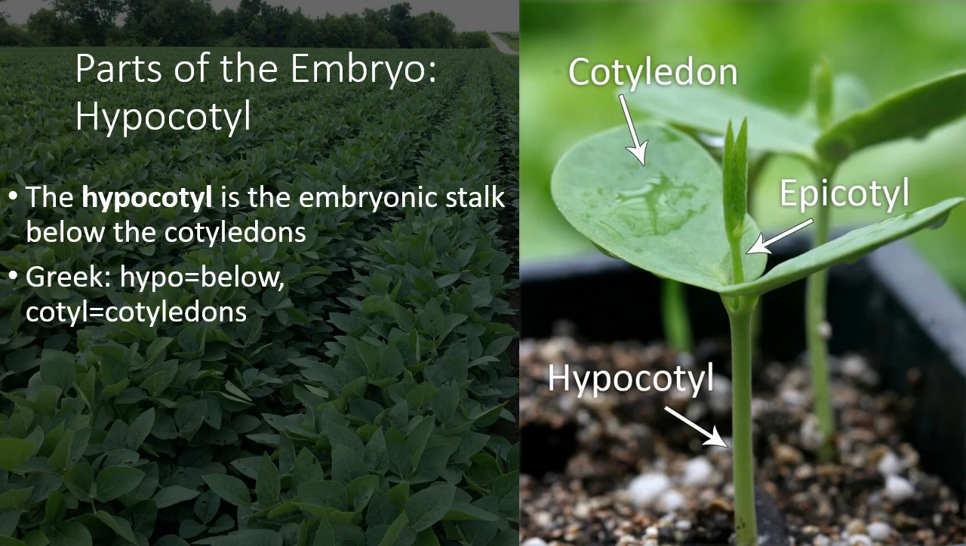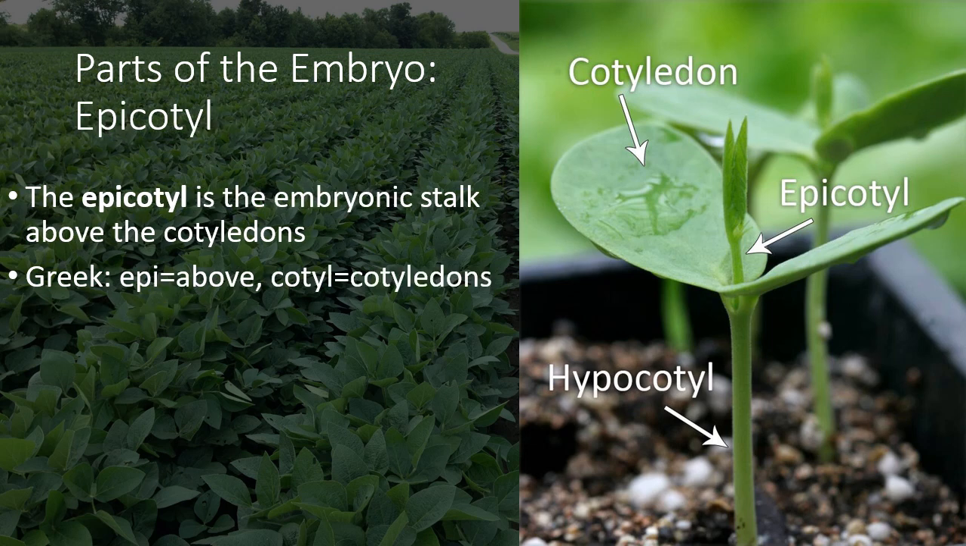The hypocotyl is an embryonic stalk below the cotyledons. Hypo means below, cotyl means cotyledons. You can think about hypothermia, when your body temperature, or thermia, is below, or hypo, where it's supposed to be. And the hypocotyl in some seeds functions to push the cotyledons above ground to begin the process of photosynthesis.